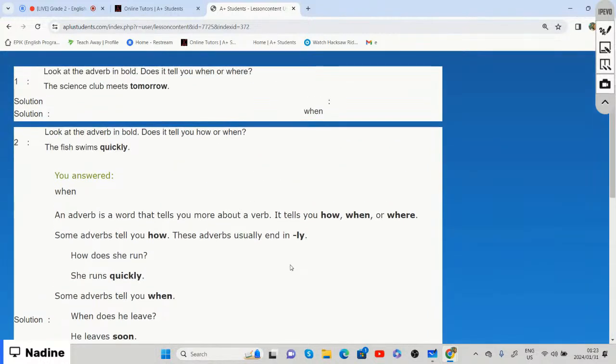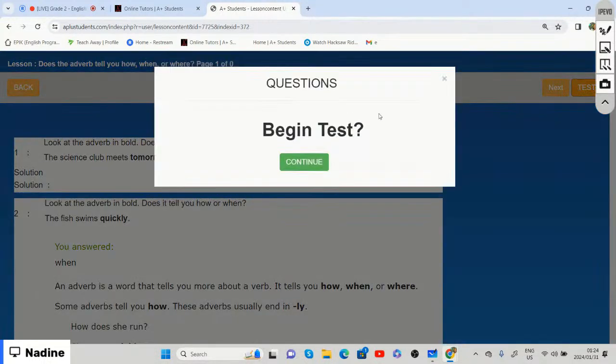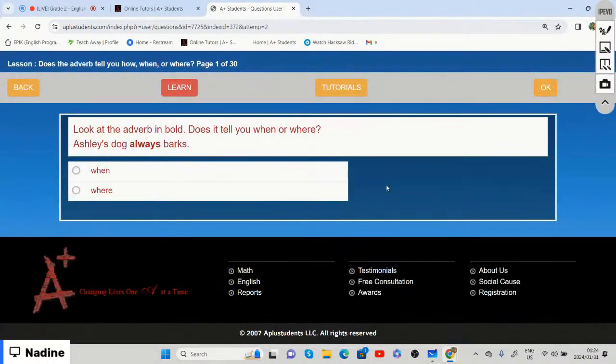All right, so now we're going to our test where we're going to say, does it tell us how, when, or where? So we need to look at the adverb in bold. Does it tell you when or does it tell you where? Ashley's dog always barks.